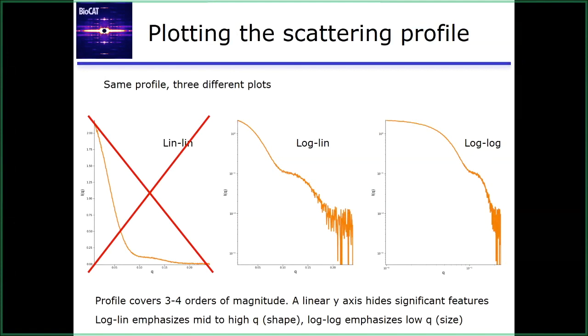There's also a bunch of different plots that we use for particular analysis. But just generally speaking, if you're presenting a scattering profile and you're showing it in a group meeting, in a paper, in a presentation, or wherever, unless you're doing a particular analysis or you have some particular reason, it ought to be on either a log-lin or a log-log plot.